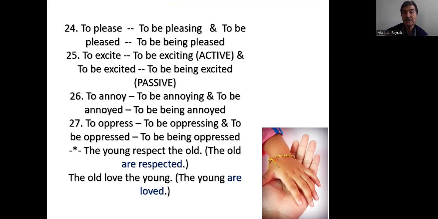The young respect the old. This is active. The young people respect the old people. The old are respected. Okay? Present passive. The old are respected by the young. The old love the young. The young are loved by the old in our culture.